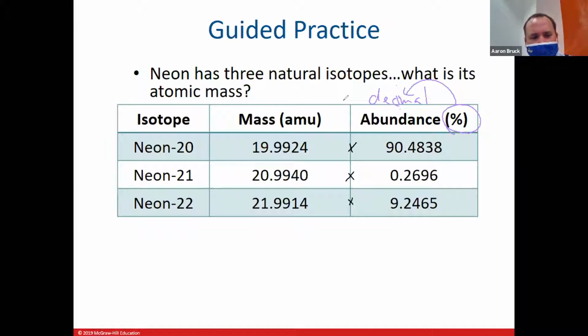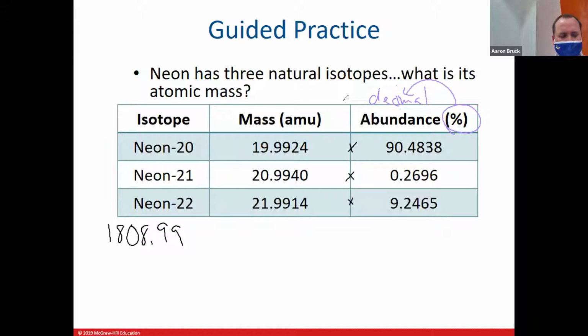But if I do this, 19.9924 multiplied by 90.4838, to 6 significant figures gives me 1808.99. Yes, I know that that number is big. It's not going to resemble anything that looks like an atomic mass at this point. But by keeping the numbers big, it's going to actually make things a lot easier for us when we go to add them together and consider our significant figures.